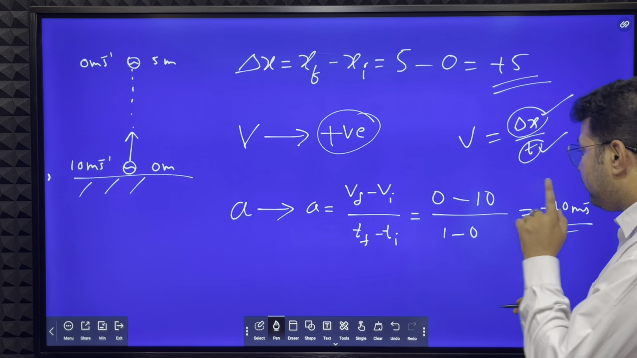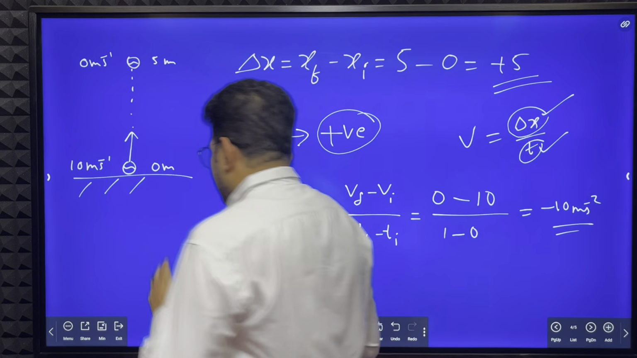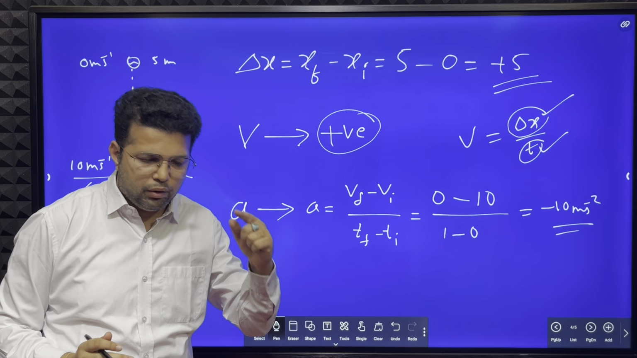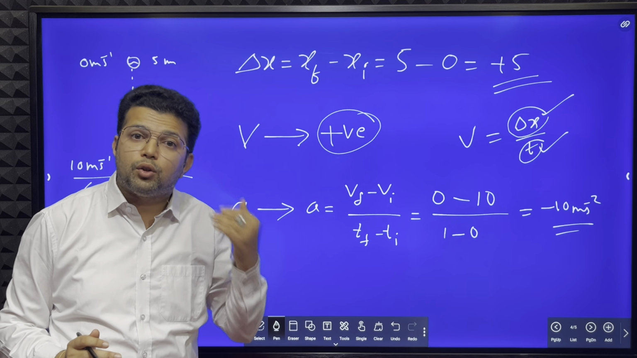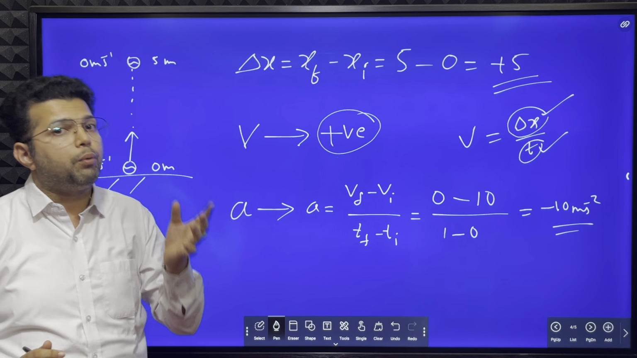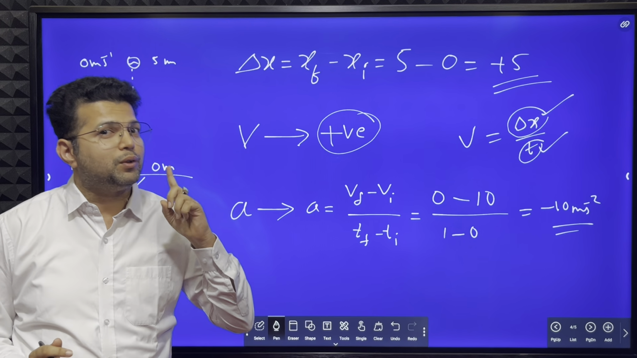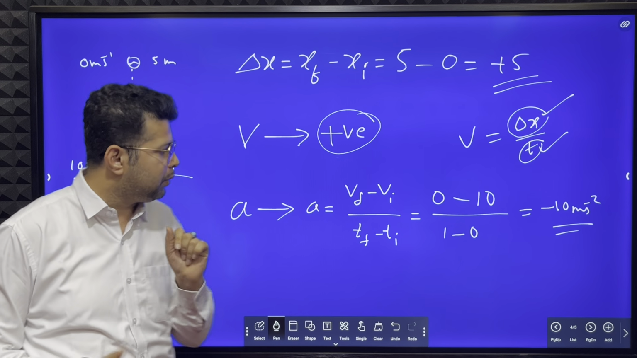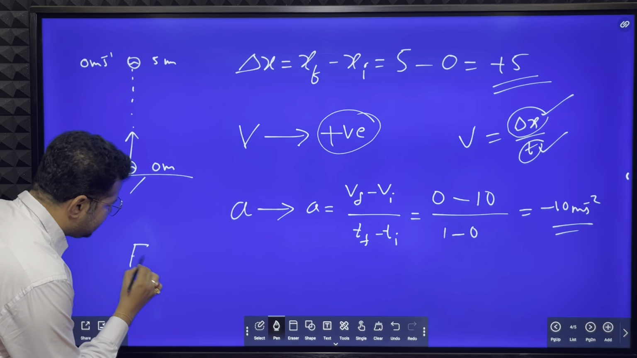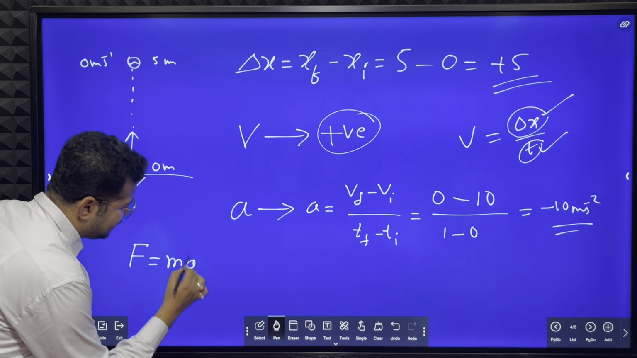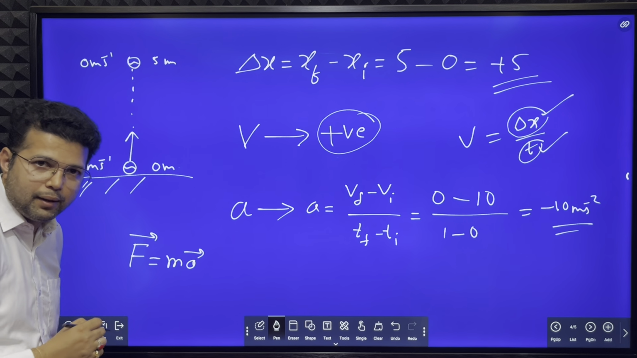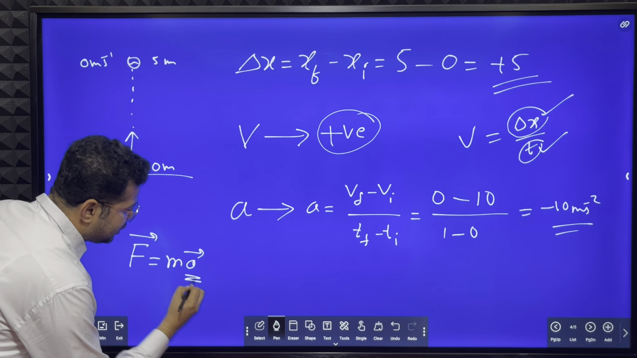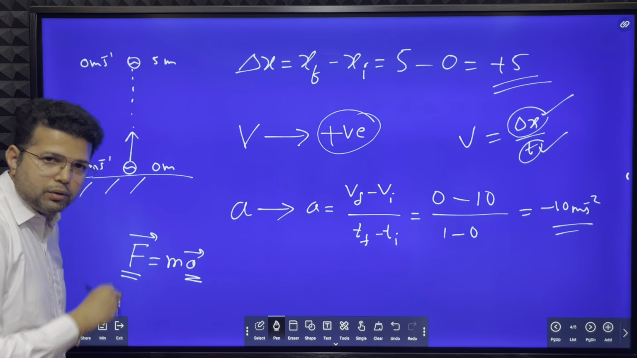Why? It is very, very important. You remember, when the ball is coming downwards, displacement is negative, velocity is negative, acceleration is also negative. When the ball is going upward, displacement is positive, velocity is positive. Very easy to remember. But acceleration is negative. Why? Because we have an equation. You might have seen this equation: F is equal to m into a. Correct na? What does it mean? Direction of acceleration should be equal to direction of force.